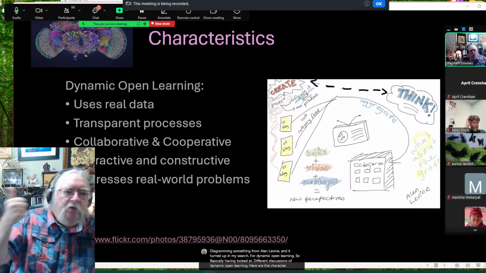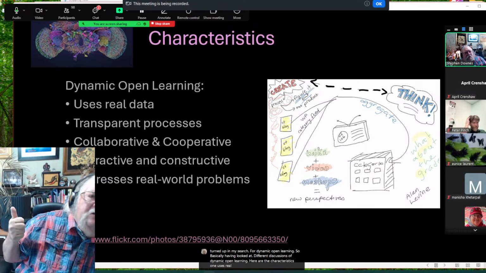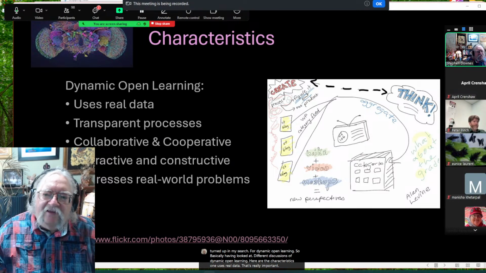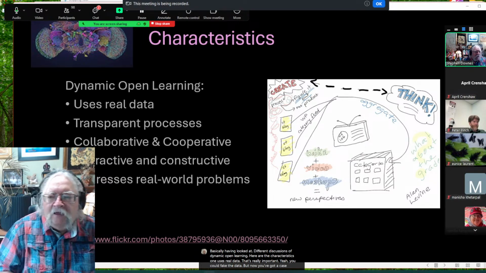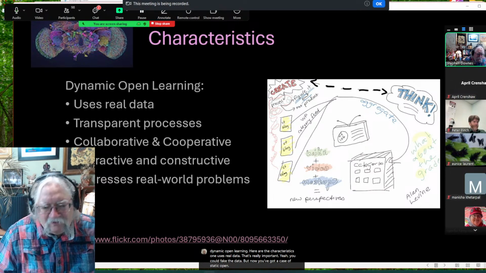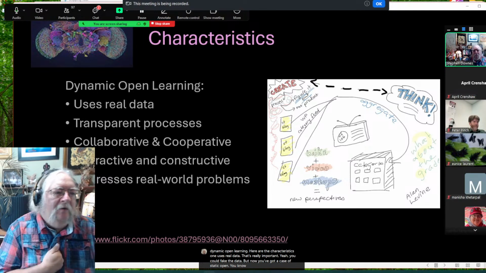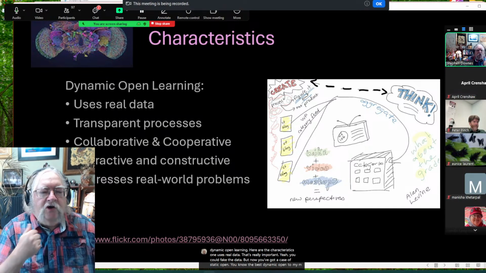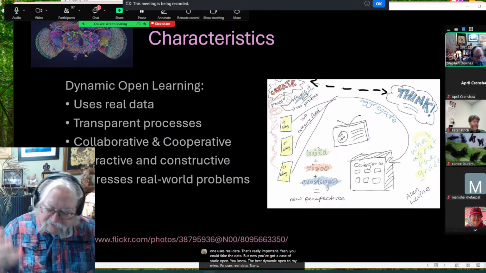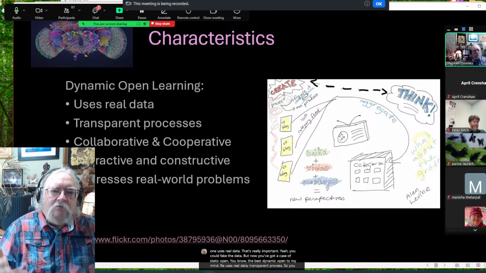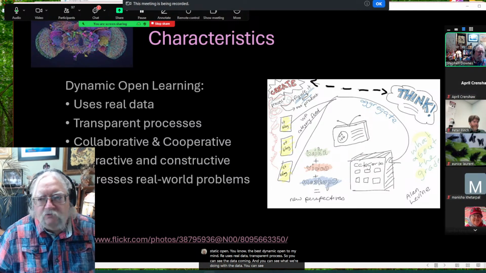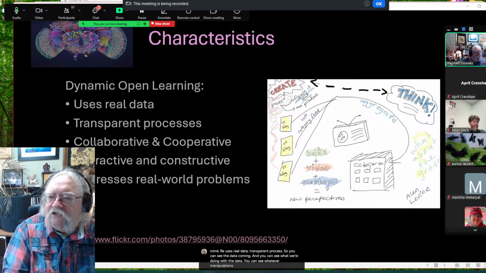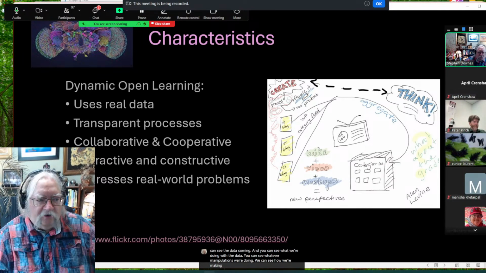One, uses real data. That's really important. Yeah, you could fake the data, but now you've got a case of static open learning. The best dynamic open learning, to my mind, uses real data. Transparent processes, so you can see the data coming in, you can see what we're doing with the data, we can see whatever manipulations we're doing, we can see how we're making decisions in the project, etc.